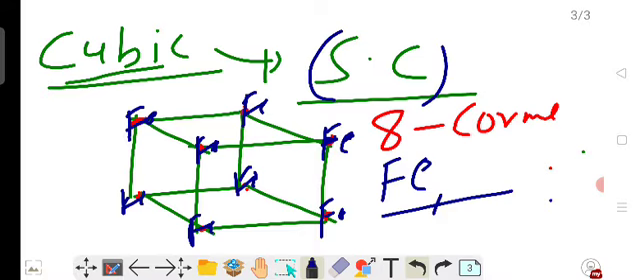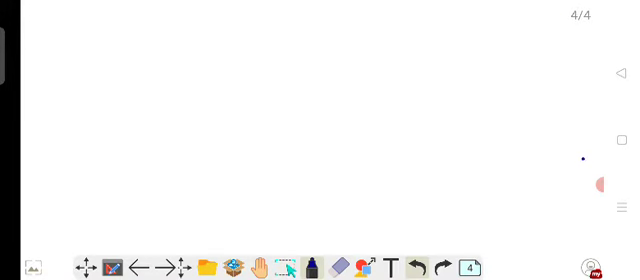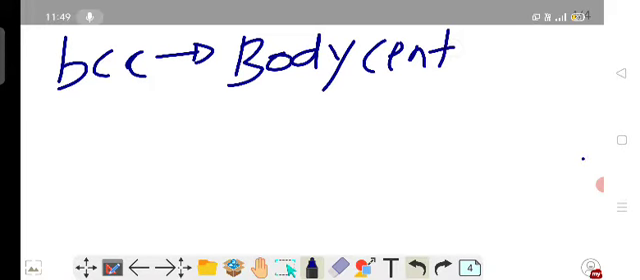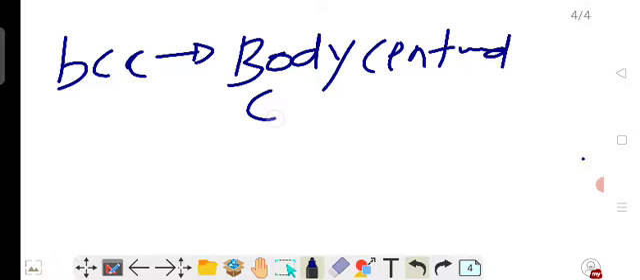The second one is BCC. BCC stands for body centered cubic. Let us see how it looks like.